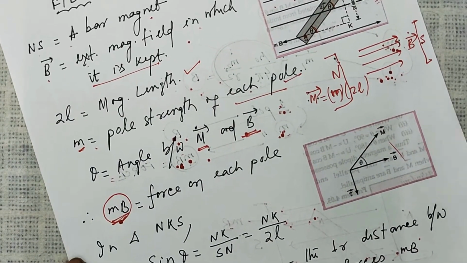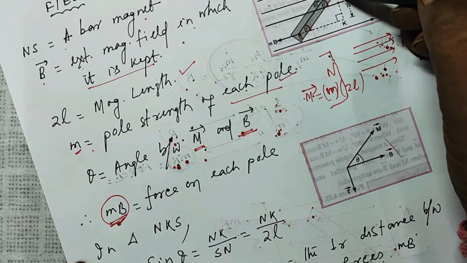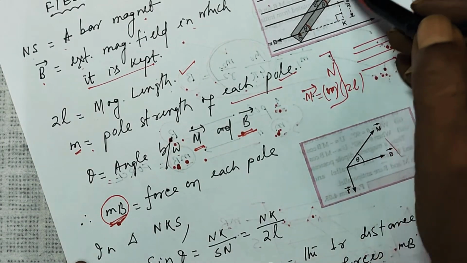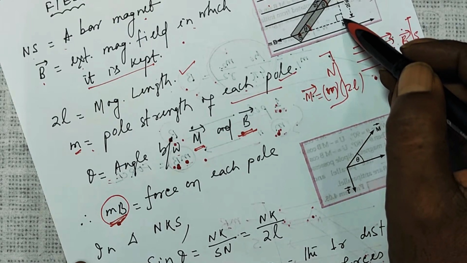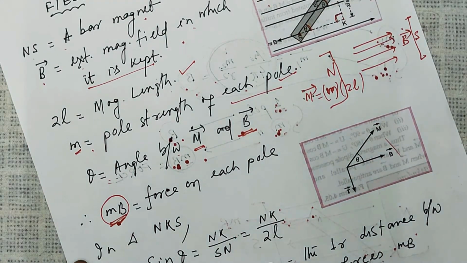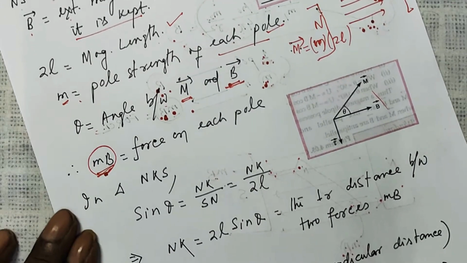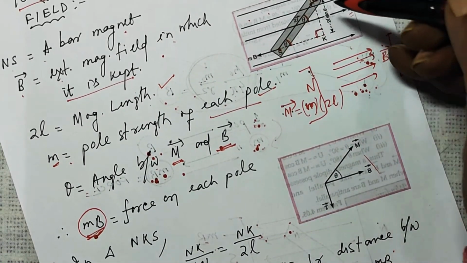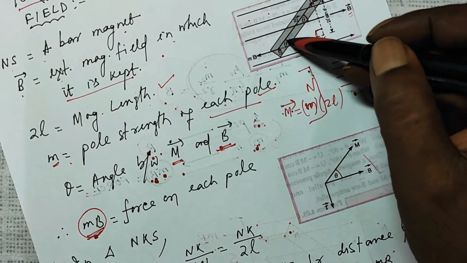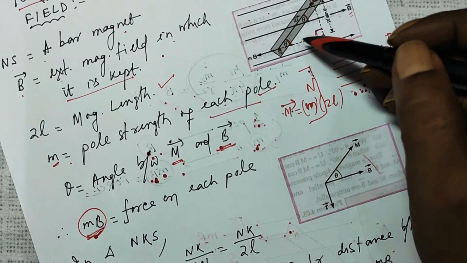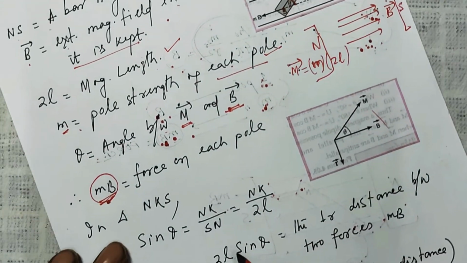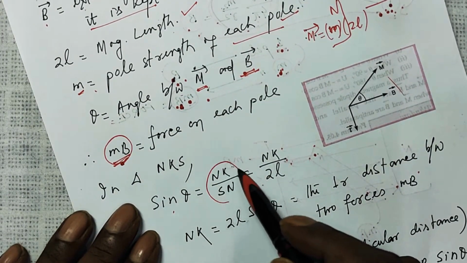Now from this point I drop a perpendicular, I draw a vertical line. From this point I draw a horizontal line, both meet at this point, therefore this is equal to 90 degrees. Now in triangle NKS, this angle is theta. So sine of this angle will be NK over SN. So sine theta is equal to NK over SN.